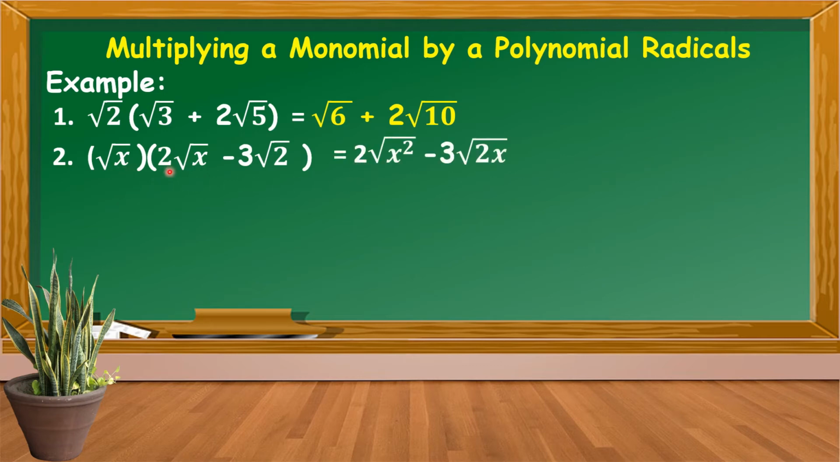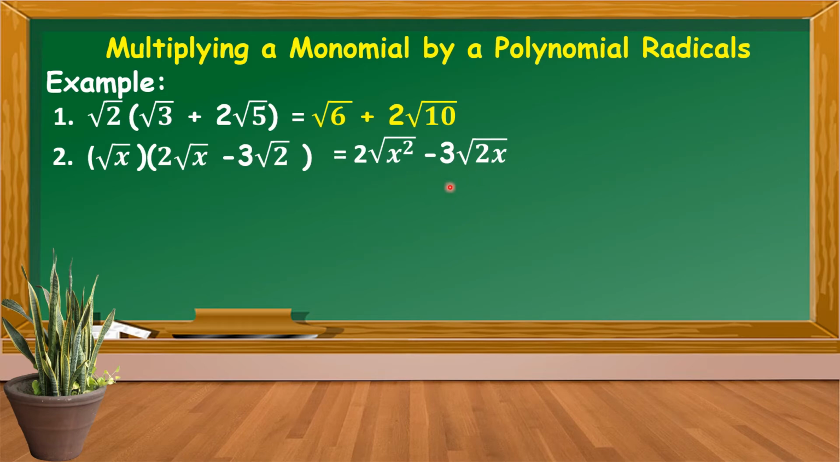So, we have 1 beside the square root of x, di ba? May coefficient siya na 1. 1 times 2, that is 2. Then, x times x, that is x squared. So, nakuha. Again, 1, may 1 dito. 1 times 2, 2. Then, x times x, x squared. Ngayon, may 1 again. 1 times negative 3, that is negative 3. Then, square root of x times square root of 2, that is square root of 2x.